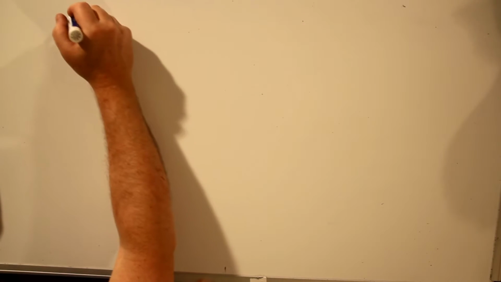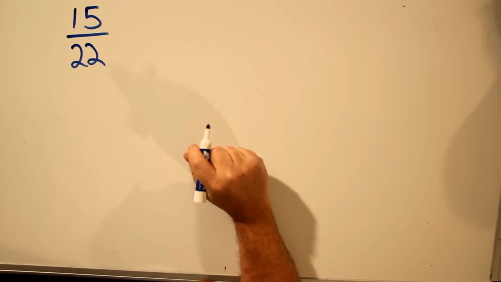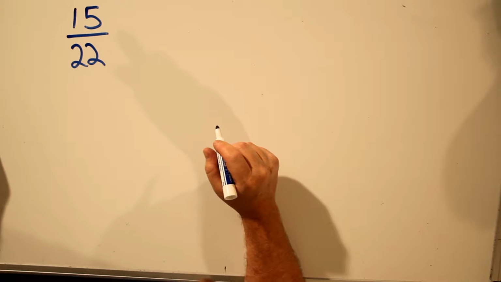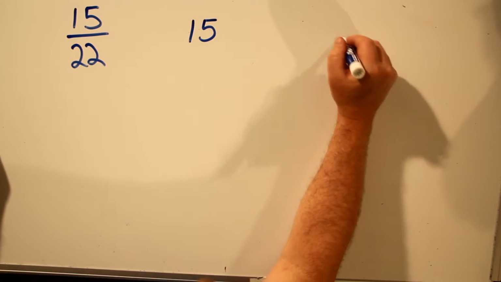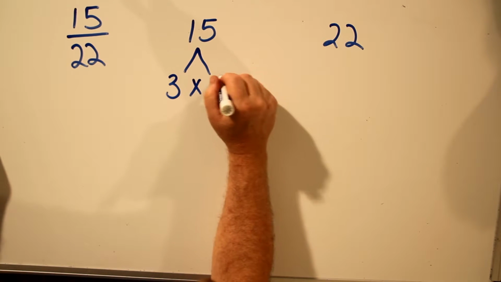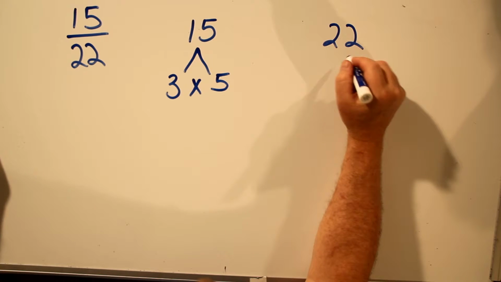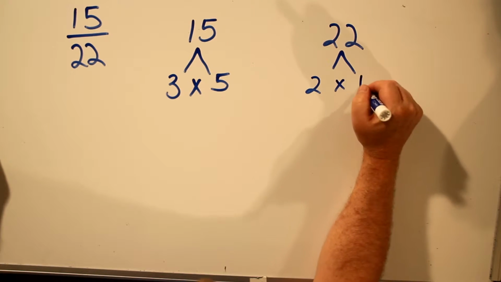How do we test a fraction to see if it's in simplest form? The answer is it's similar to finding the greatest common factor. You have to find the prime factorization of both the top and bottom numbers. In prime factors, 15 is 3 times 5. And in prime factors, 22 is 2 times 11.